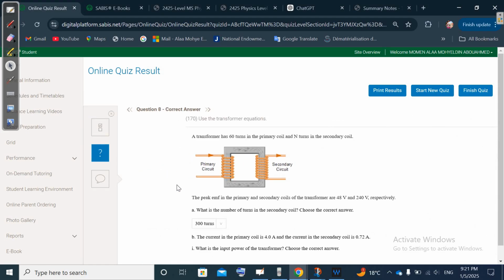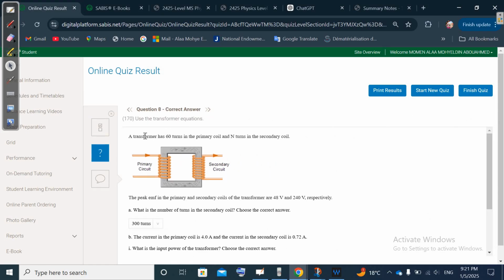Moving on, question number 8. A transformer has 60 turns in the primary coil and n turns in the secondary coil. So it has here in the primary coil 60 turns. The peak EMF in the primary and secondary are 48 and 240 volts respectively. What's the number of turns in the secondary coil?